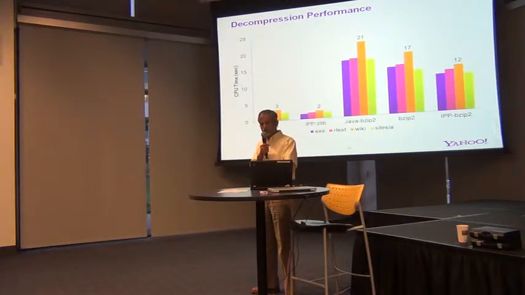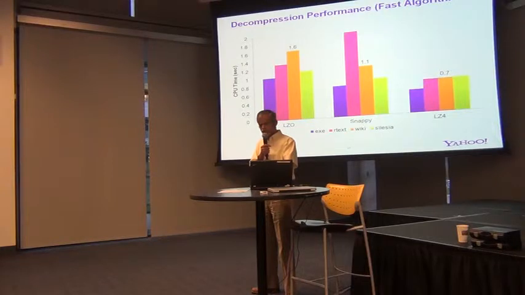The analogous chart for decompression performance. Now decompression is much faster than compression in all these cases, and although the trends are similar, the overall time for decompression is much smaller. Again, with decompression for the fast algorithms, we see LZ4 consistently seems to do better than LZO and Snappy for all the different corpuses we use.